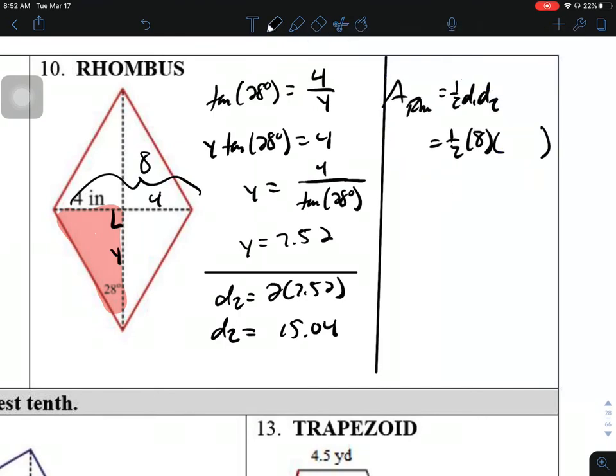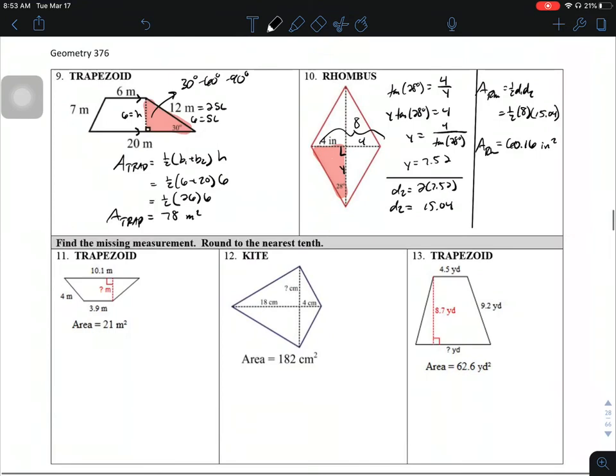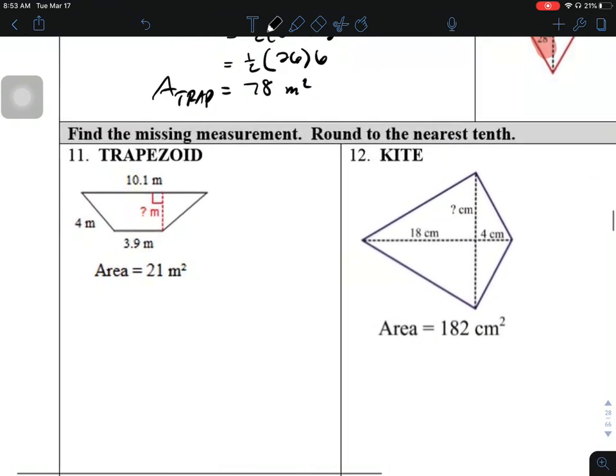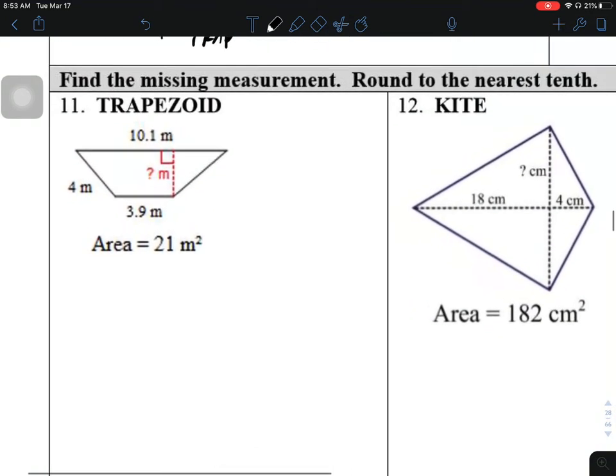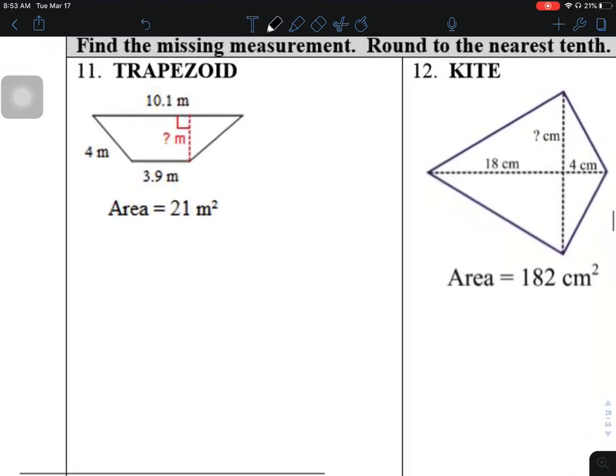So one diagonal was 8. The other one was 15.04. Half of 8's 4. 4 times 15.04 would be 60.16 square inches. Guess what's not going to go away? Trigonometry, special right triangles. Find the missing measurement, round to the 10th.